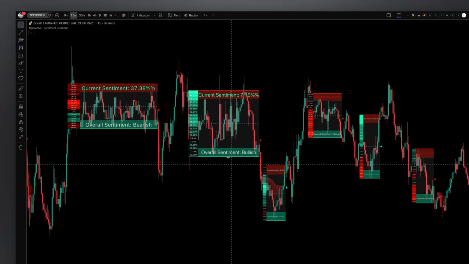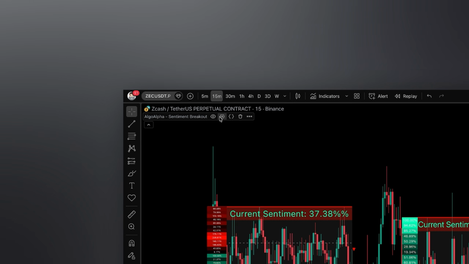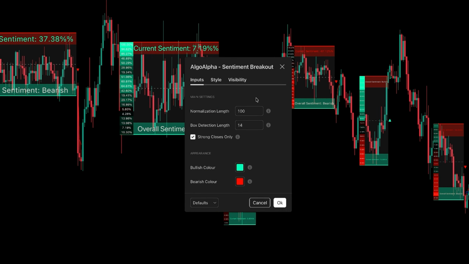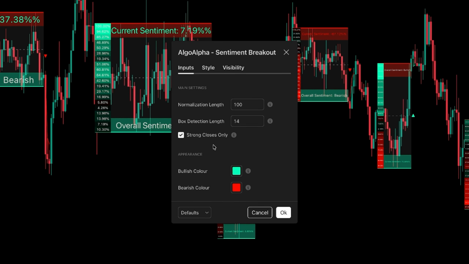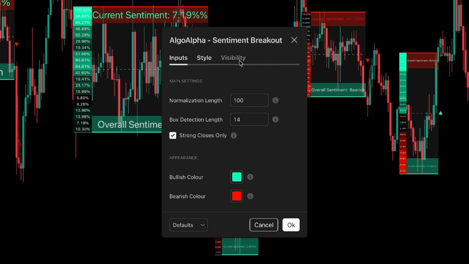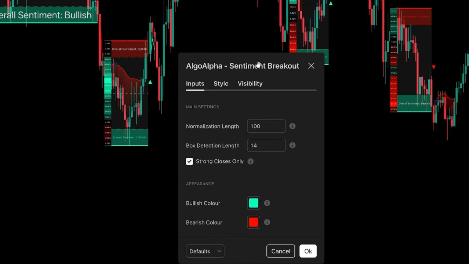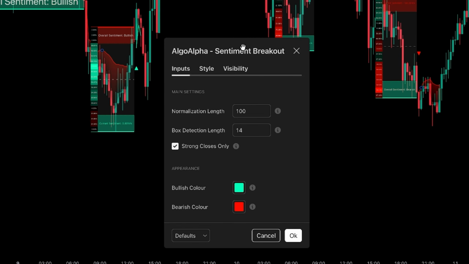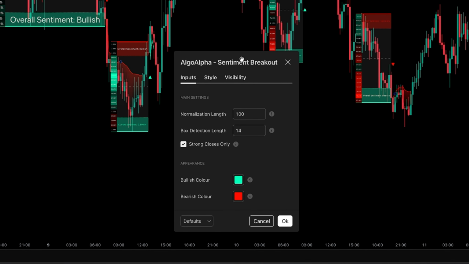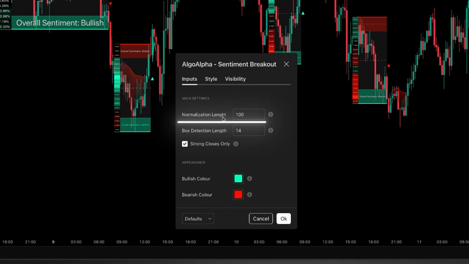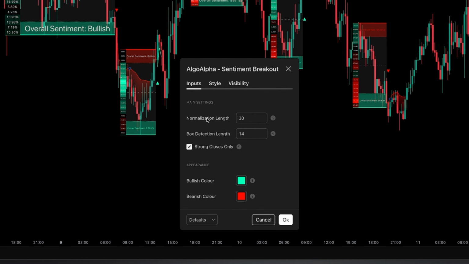The indicator is very flexible. Let's go through the settings that actually affect how it works. Strong closes only is the most important filter. I always recommend keeping it enabled, especially on lower time frames. It makes the indicator ignore candle wicks and noise, taking into account only full closes. Normalization length is the heart of the algorithm. This parameter determines the period over which volatility is measured to calculate the channel boundaries. A lower value, like 20 to 50, makes the channel more sensitive.